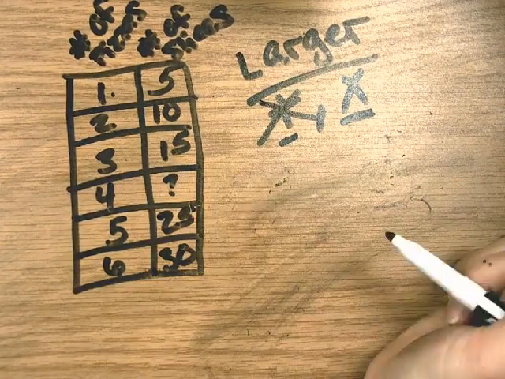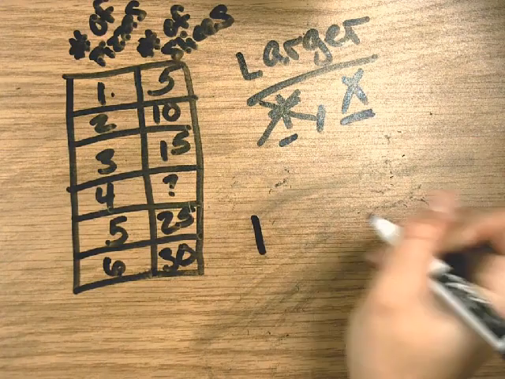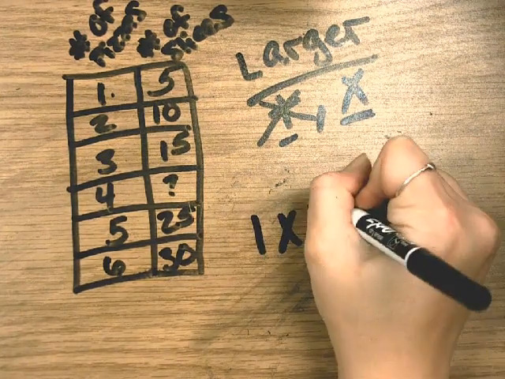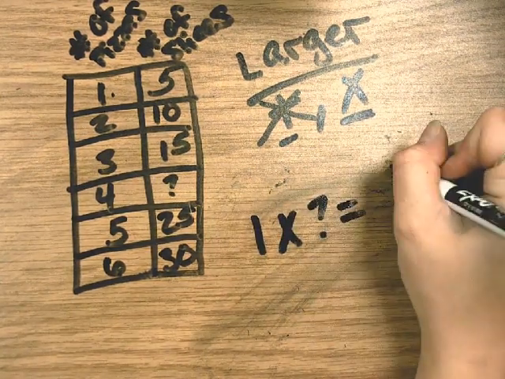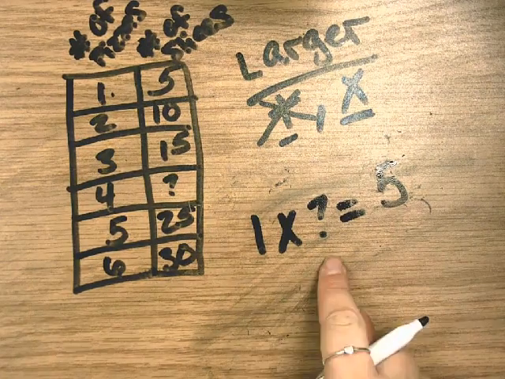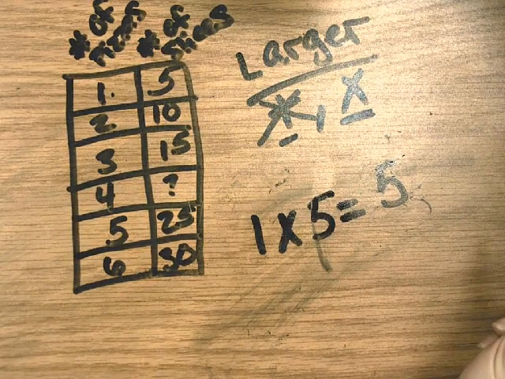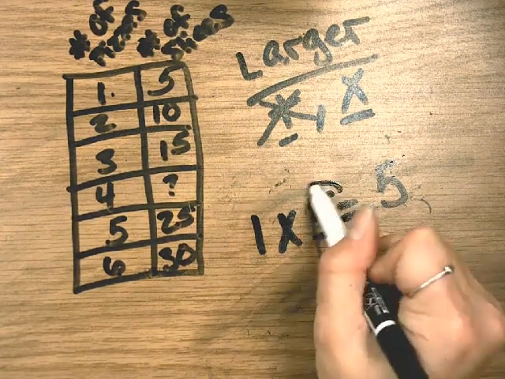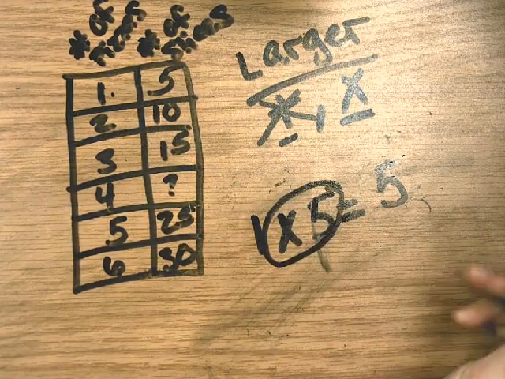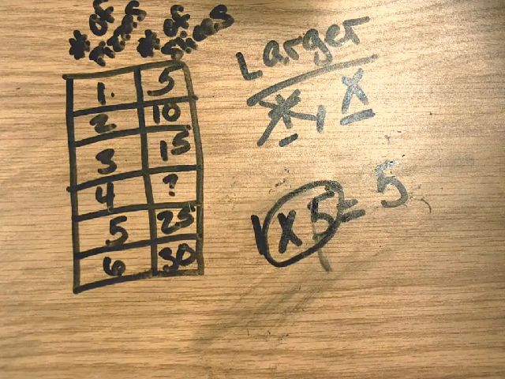So I start with my already given input of 1 times something already equals my given output of 5. So 1 times what equals 5? Well, 1 times 5 equals 5. So now my potential rule would be times 5.